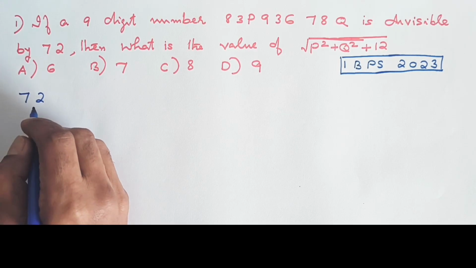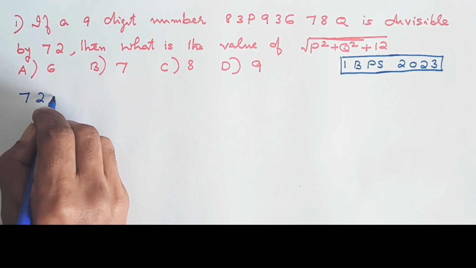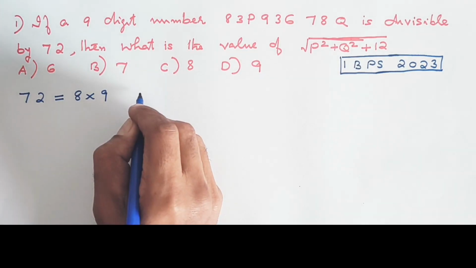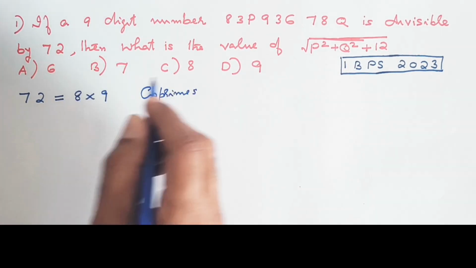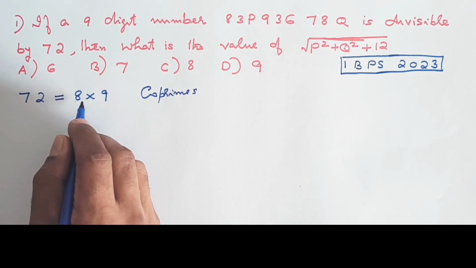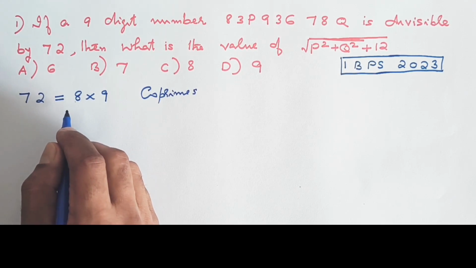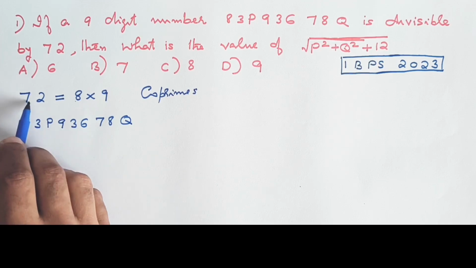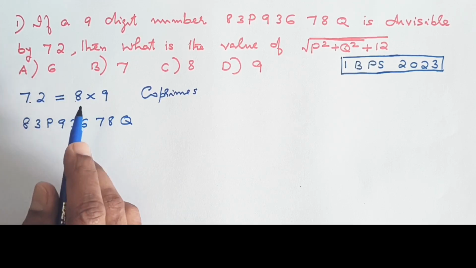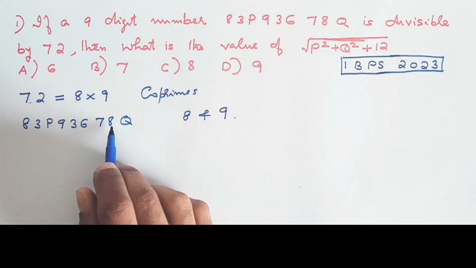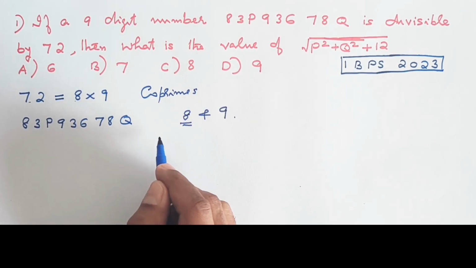So in problems of this kind, the first step is to write 72 as product of two co-primes. Co-primes means numbers with no common factors. As you can see, 8 and 9 have no common factor. That is the first step. Since this number is given to be divisible by 72, it is divisible by both 8 and 9. So let's first use the idea of this number being divisible by 8.